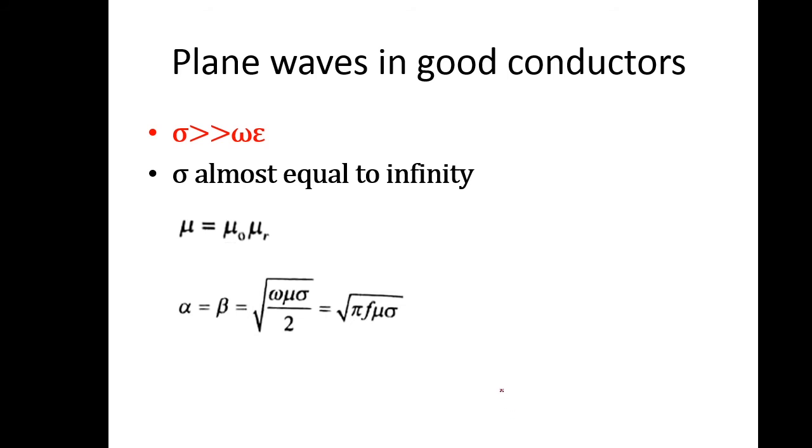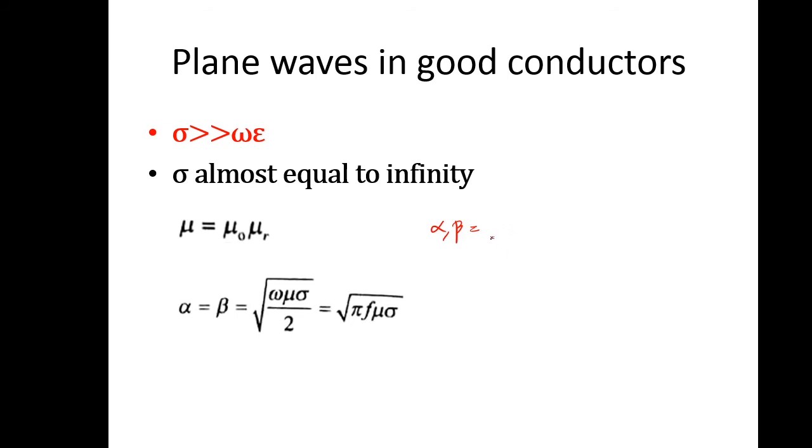Okay. In case of lossless dielectric and free space, we take sigma or conductivity as 0. But in case of good conductor, how will it behave? Conductivity will be very high. It will be almost equal to infinity. So first thing is we are going to calculate the value for alpha and beta. What is the equation for alpha and beta?